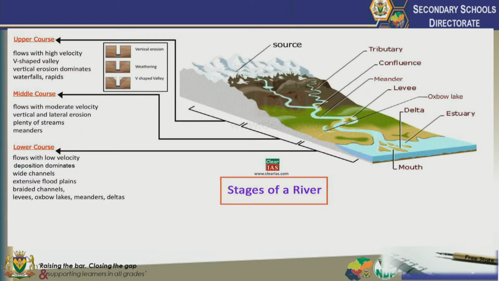And I have to say, very importantly, when you talk of a delta, you find it at the mouth of the river. It's not necessarily in the lower course, but be specific. You find a delta at the mouth of the river where the river joins the sea. You'd find a landform that is a delta.